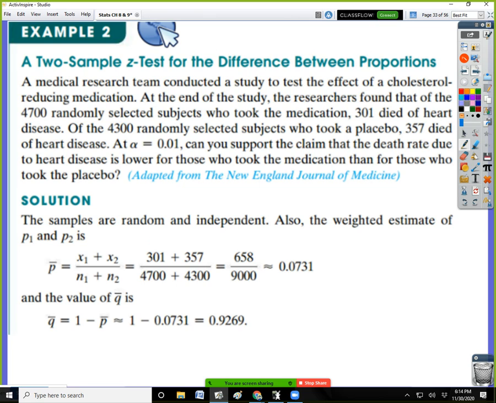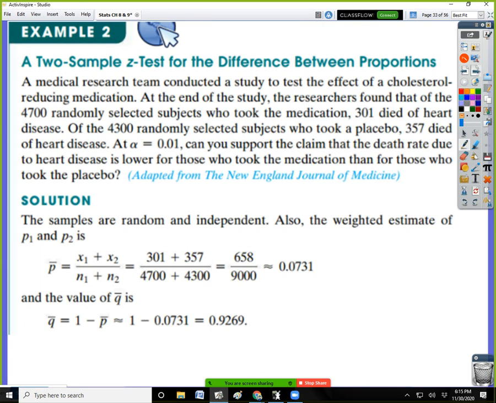Kind of fun when you can actually use something, right? Okay, let's see. A 2-sample z-test for the difference between proportions. So kind of the same deal here. We're doing our same kind of stuff. A medical research team conducted a study to test the effect of a cholesterol-reducing medication. At the end of the study, the researchers found that of the 4,700 randomly selected subjects who took the medication, 301 died of heart disease. Of the 4,300 randomly selected subjects who took a placebo, which is a sugar pill, they think they're on this thing but they're not really getting any medicine, 357 died. At 0.01, can you support the claim the death rate due to heart disease is lower for those who took the medication than for those who took the placebo?